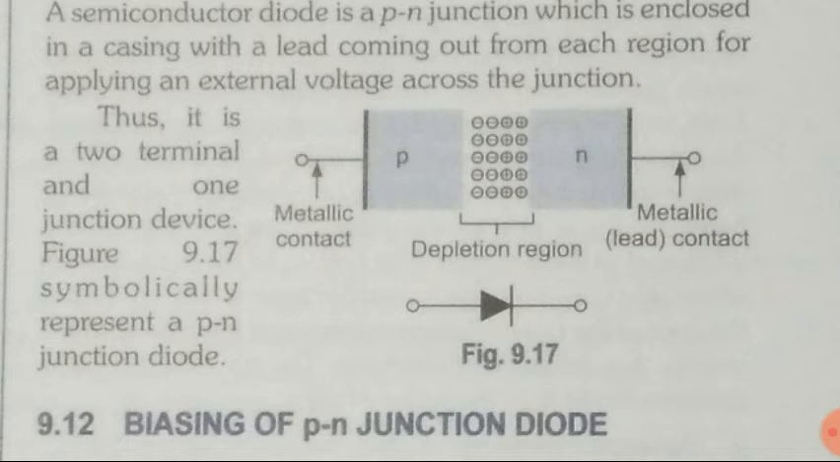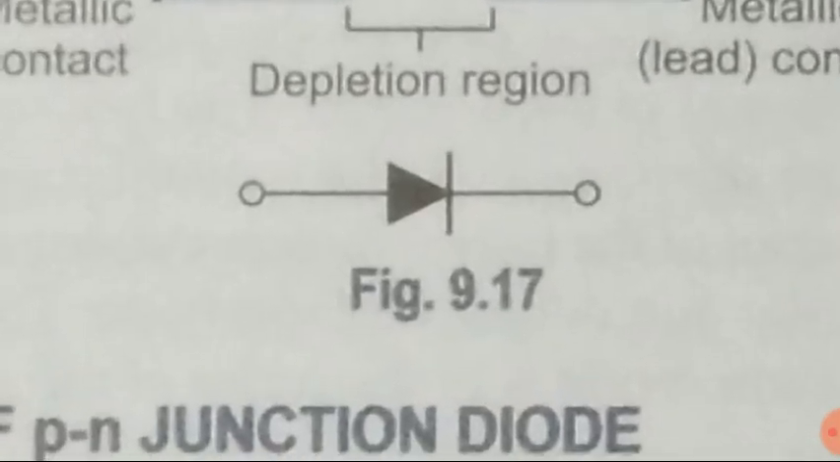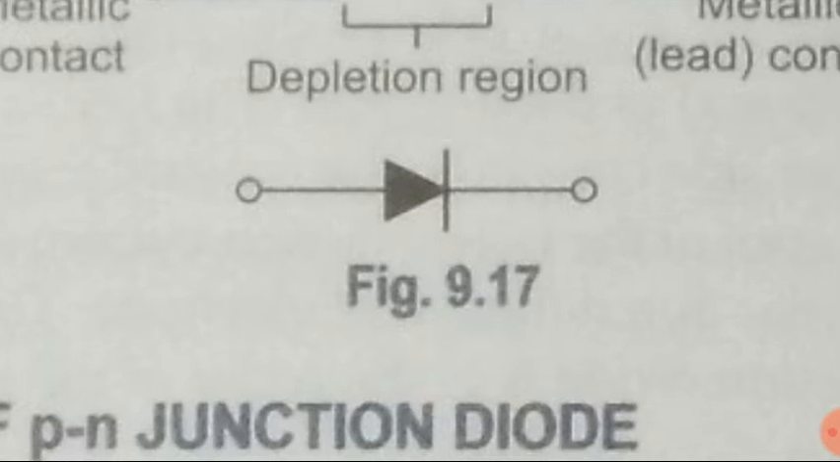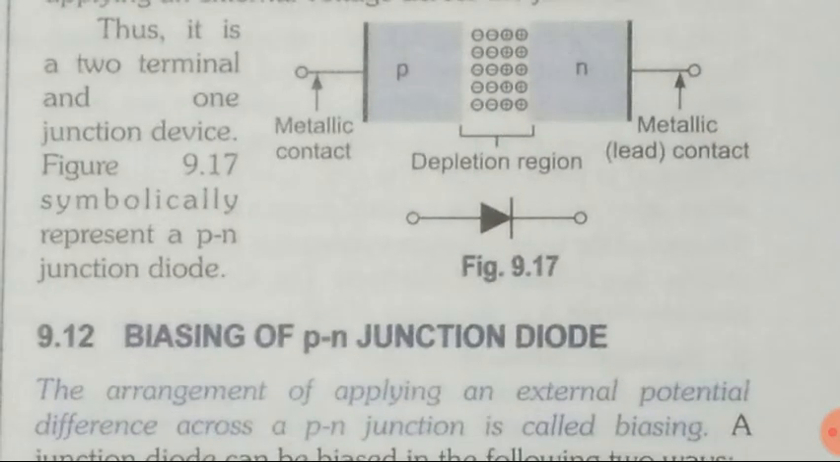And you can see the symbolical representation of p-n junction diode. On the right hand side you can see a vertical line, it is showing n side. On the left hand side you can see a triangular shape, it is showing p type. So it is p-n junction diode's symbol.